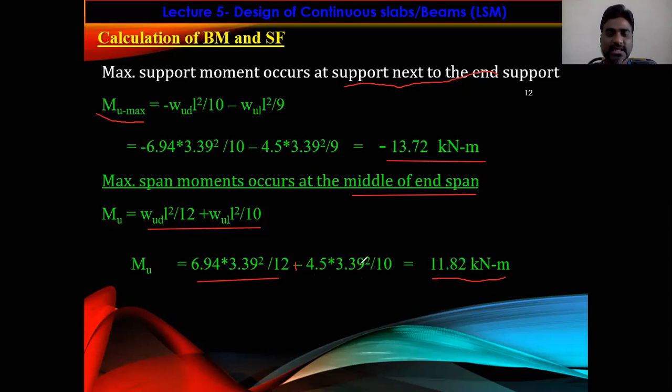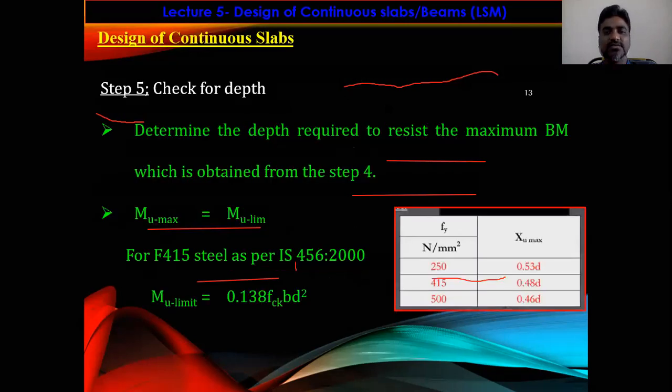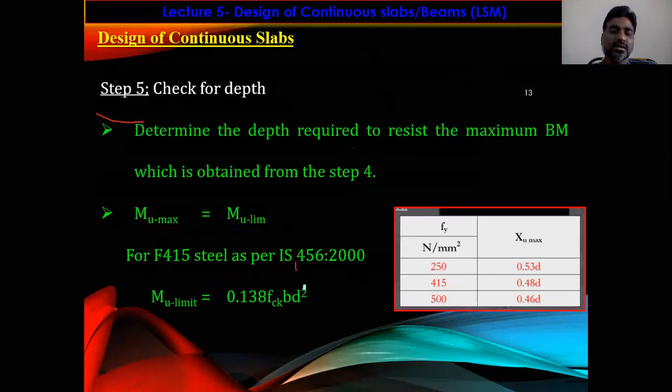After calculating the maximum bending moments, you can go for the check for depth, right? In the first step, we assumed the dimensions of the member, especially the effective depth of the member or slab. You need to check whether the assumed dimensions are sufficient to resist the bending moments developed in the beam. That can be checked by equating your maximum bending moment to Mu limit.